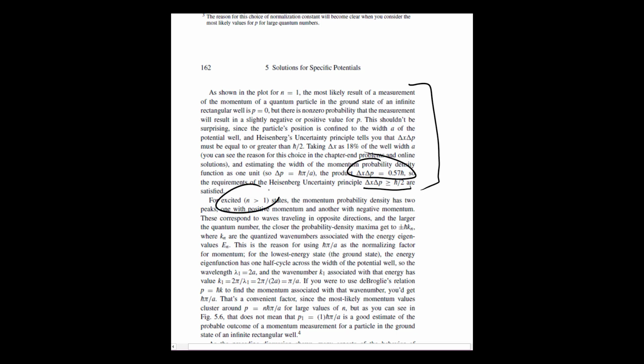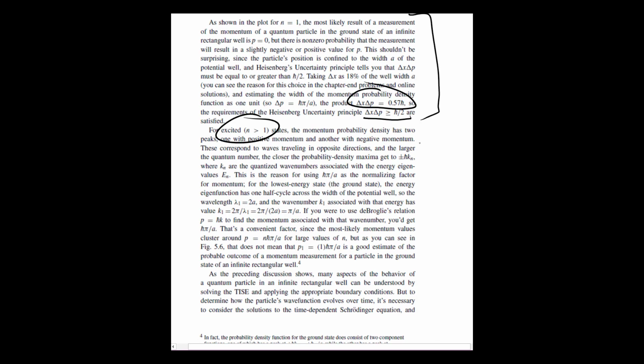Now look at the excited states, that is n greater than 1. As you can see, there are two peaks in these states, one corresponding to positive momentum, particle going one direction, the other with negative momentum corresponding to a particle going in the other direction. Notice that as we go from the ground state to higher and higher states, these peaks of momentum cluster around values of momentum that are approximately n pi h bar over a. And the reason for that is explained here.